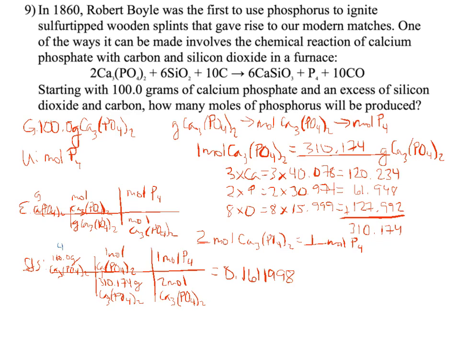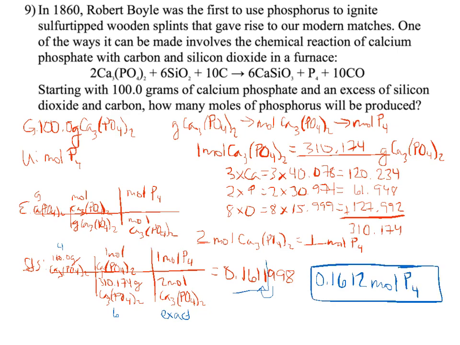And the last step is to do your significant digits. The given has 4, our mass has 6. Mole-to-mole ratios are always exact. So that means that we need 4 in our final answer. The 9 will round the 1 up, which means that we have 0.1612 moles of phosphorus. That's the final answer.